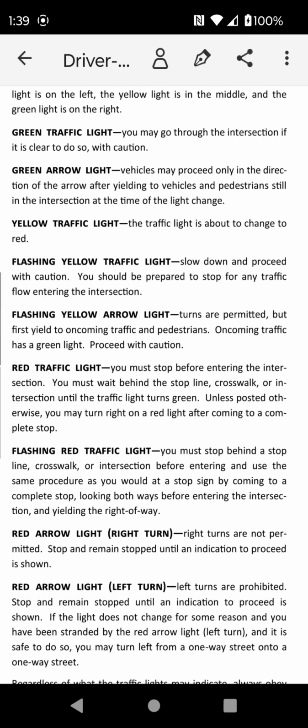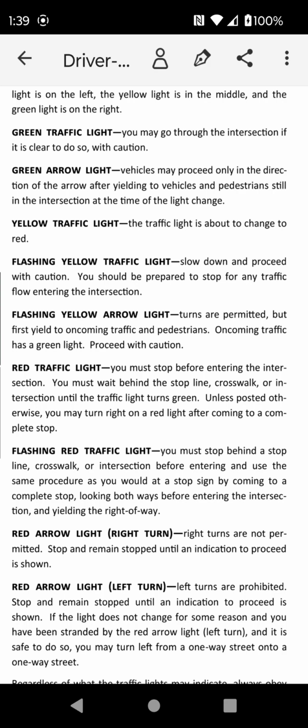The red light is on the left, the yellow light is in the middle, and the green light is on the right. Green traffic lights indicate that you may go through the intersection if it is clear to do so with caution. The green arrow light indicates vehicles may proceed only in the direction of the arrow after yielding to vehicles and pedestrians still in the intersection at the time of the light change.